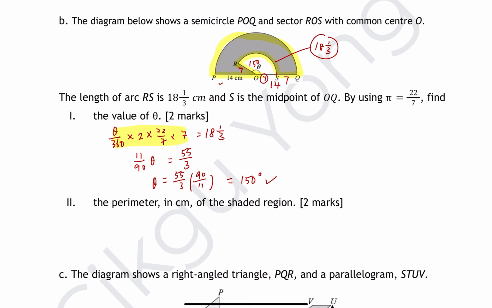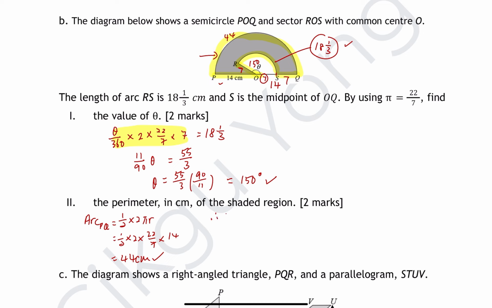RS you have already found is your 18 and 1 over 3, and basically you just need to find the arc length for PQ. So you can just start by checking your arc PQ. Since your POQ, this whole part is a semicircle, you will just use 1 over 2 times 2 pi r to get the arc length of your PQ, right? So 1 over 2 times 2 times pi, and your r here is 14. You just press your calculator again, you will get 44 cm over here, right?